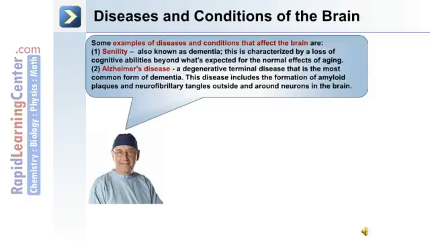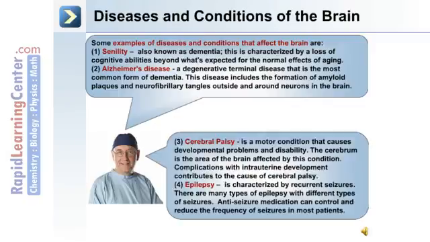The brain and the central nervous system are affected by diseases and conditions. The following are examples of diseases and conditions that affect the brain. Number 1, senility. This is also known as dementia. It's characterized by a loss of cognitive abilities beyond what's expected for the normal effects of aging. Number 2, Alzheimer's disease. This is a degenerative terminal disease that's the most common form of dementia. This disease includes the formation of amyloid plaques and neurofibrillary tangles outside and around the neurons in the brain.